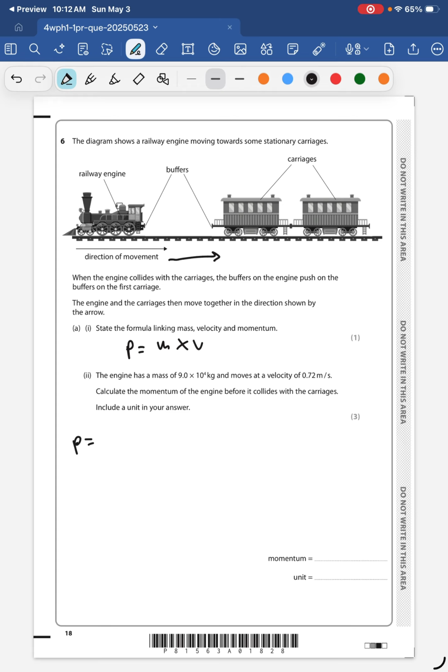The engine has a mass of 9 times 10 to the 4 kilograms and moves at a velocity of 0.72 meters per second. Calculate the momentum of the engine before it collides with the carriages. Include a unit in your answer. So this is going to be P equals 9 times 10 to the 4th times 0.72, which yields 64,800 kilograms times meters per second. Okay, so we have the unit and the answer.